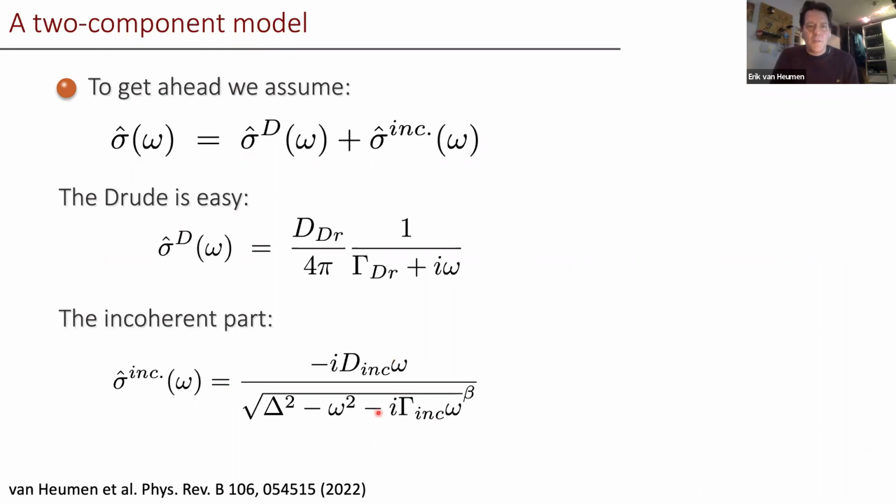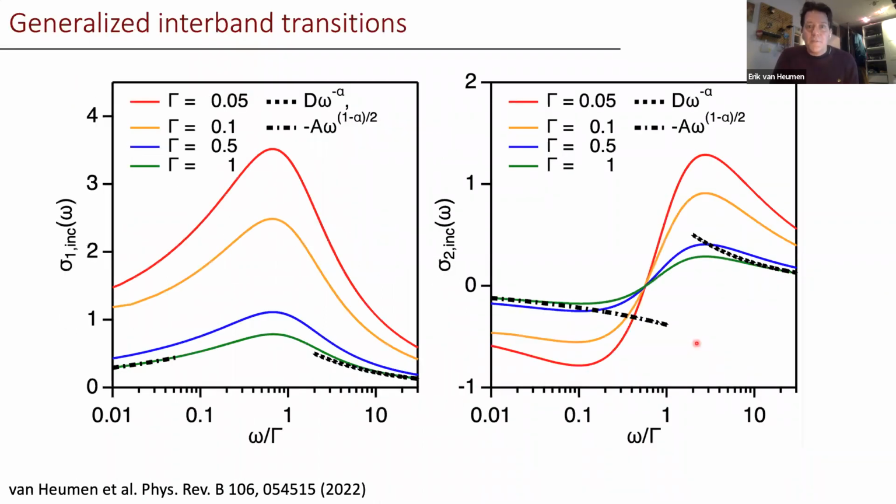the incoherent response. We dubbed this a generalized interband transition, because for a value of alpha equal to 2, this form is exactly an interband transition. But in this particular form, it's slightly different. It has two interesting features. The first one is that at high energies, it extrapolates to the power law dependence that is experimentally observed. But interestingly, it also has a low energy extrapolation, which is also a power law function, but with a different exponent.